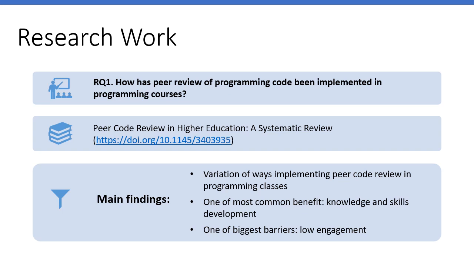a variety of methods used for conducting peer code review activities, such as whether it is conducted individually or in groups, using paper-based or online tools, whether they employ rubrics or not, or whether they are anonymous or not. We also identified several advantages of student peer code review, and the main benefits are consistent with the findings of other disciplines, which is the development of skills or knowledge. And lastly, we also identified the challenges of implementing student peer code review, and one of the biggest barriers is the lack of motivation.